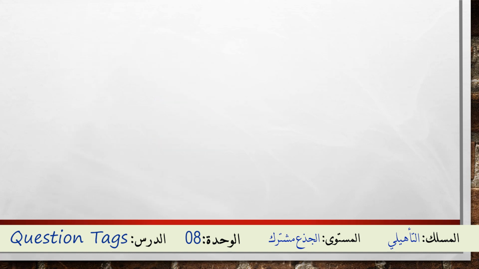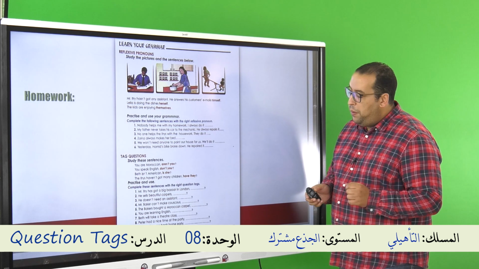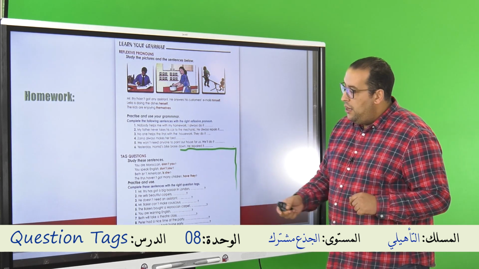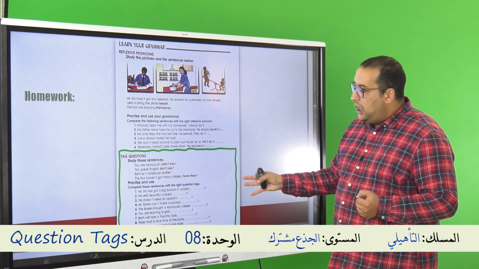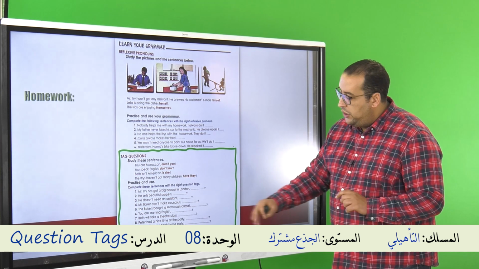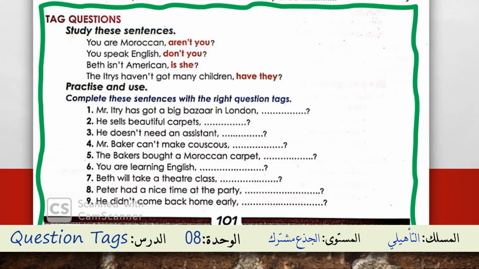In your notebook. Now it is time for you to work at home. Take your textbook and go to page 101. Here you find tag questions at the bottom of this page. And here we have some examples, and you do the question tags about yourself at home.